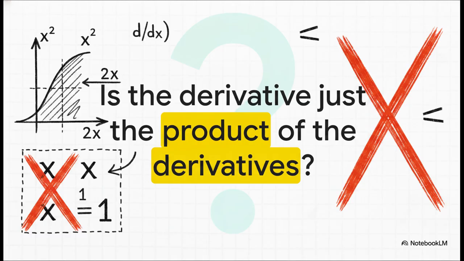Think about a super simple function like x squared. We know from the power rule its derivative is 2x. But if we split x squared into x times x and just multiply their individual derivatives, which are 1 and 1, we'd get 1. And 1 absolutely does not equal 2x. So scratch that idea. That pattern is a trap.